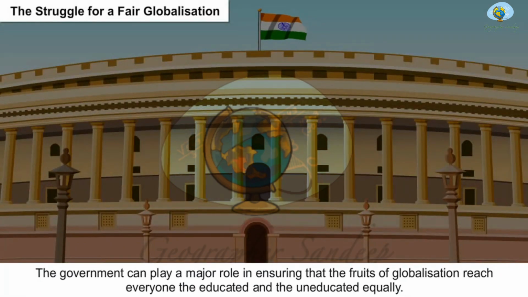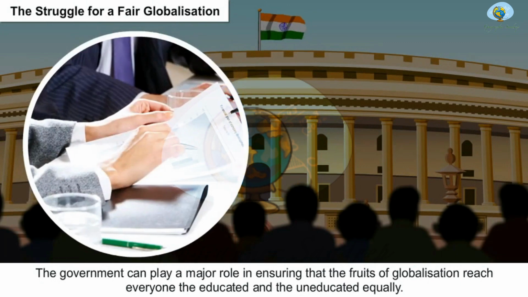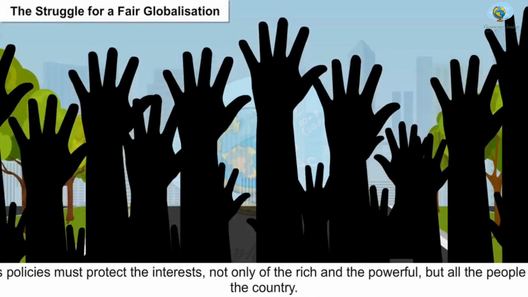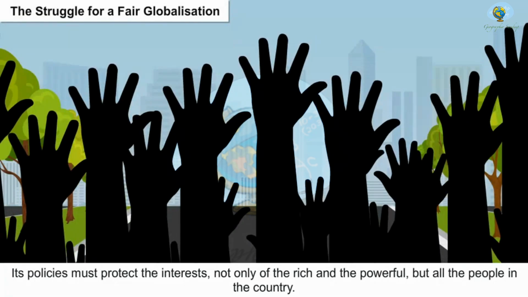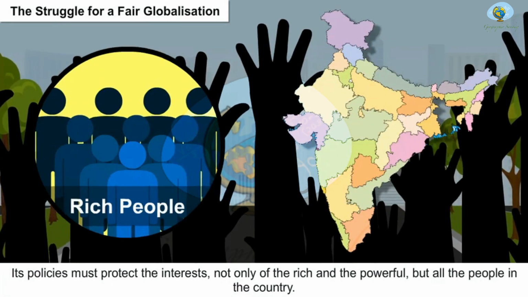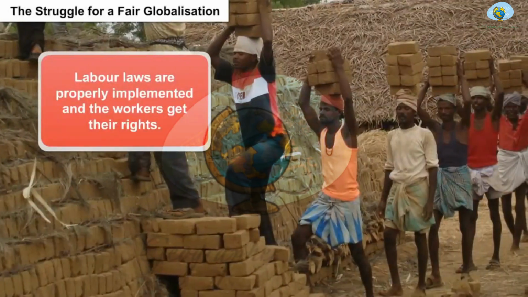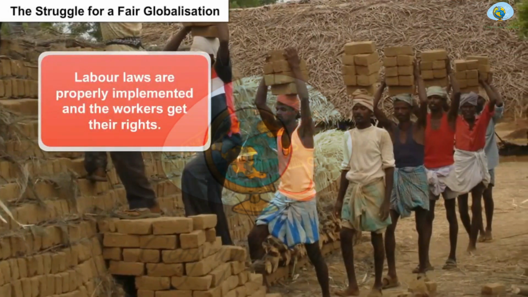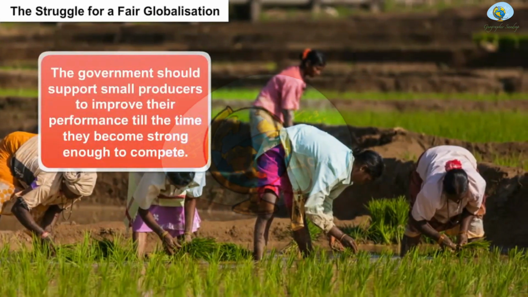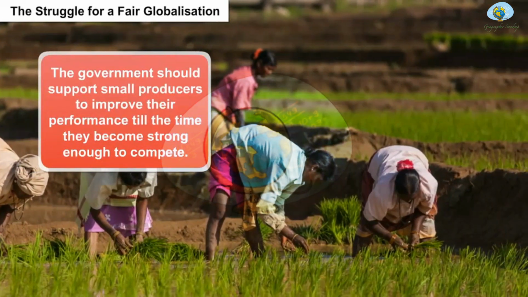The government can play a major role in ensuring that the fruits of globalization reach everyone, the educated and the uneducated equally. Its policies must protect the interests not only of the rich and the powerful, but all the people in the country. The Indian government should ensure that labor laws are properly implemented and the workers get their rights. The government should support small producers to improve their performance till the time they become strong enough to compete.